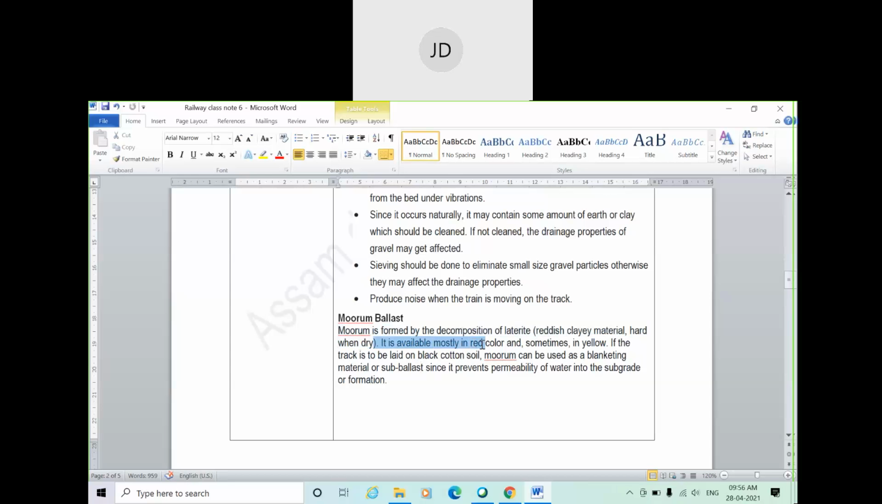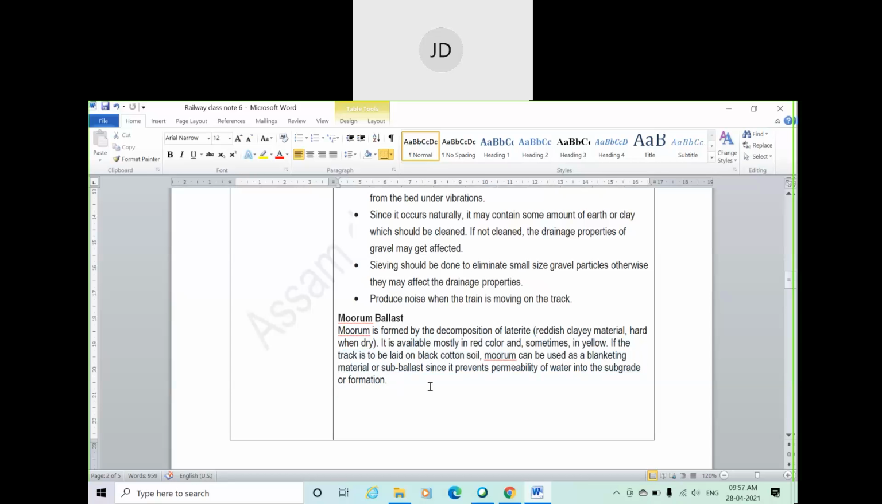It is available mostly in red color and sometimes in yellow. Basically, the red color comes from the presence of iron oxide. Yeah, this is kind of general knowledge. So if the track is to be laid on black cotton soil, morum can be used as a blanketing material or sub ballast, since it prevents permeability of water into the subgrade or formation.